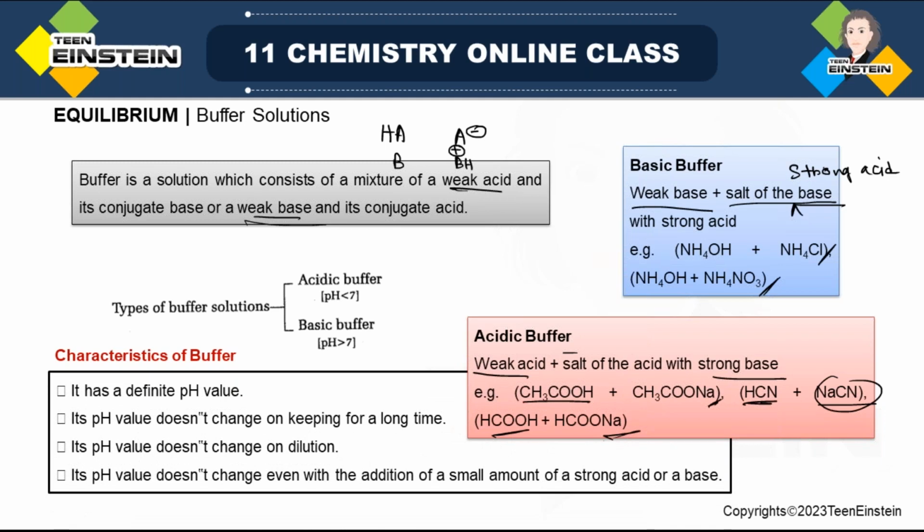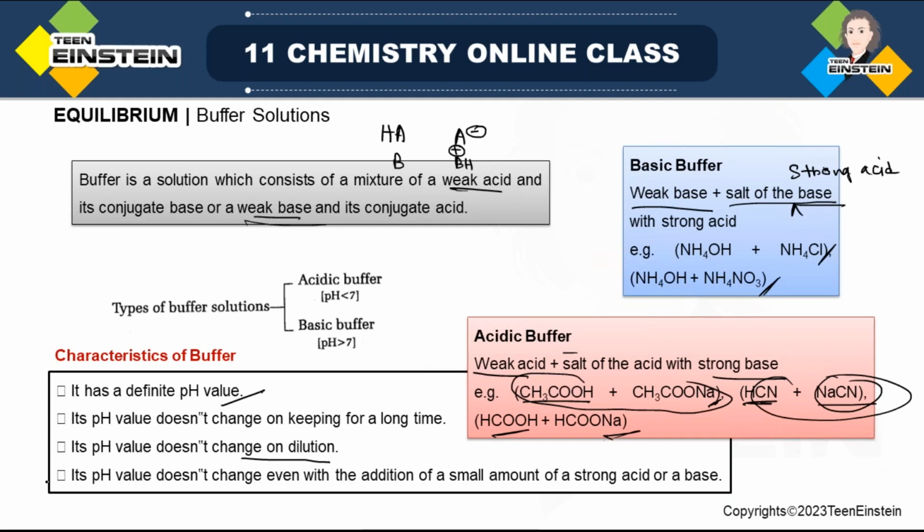Characteristics of a buffer solution. It has a definite pH value. Now what does definite pH value mean? When you have this specific combination, so this is one combination, then another combination, each combination has some specific pH value. Its pH value doesn't change on keeping for a long time. So if you make this solution and keep it in a bottle, you can preserve it, it will not change with time. A slight change may be there, but it is not something drastic. The pH value doesn't change on dilution also. So this is another important feature, right?